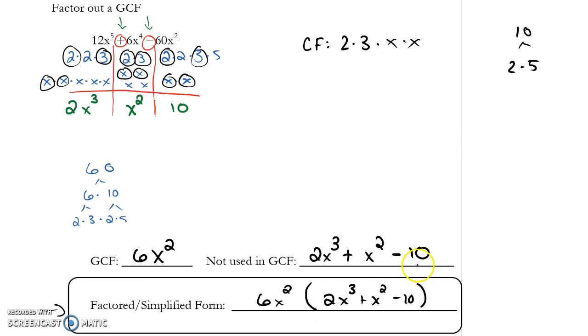If I distribute now, I get right back to 12x to the fifth plus 6x to the fourth minus 60x squared. 6 times 2 is 12, x to the second times x to the third is x to the fifth. 6 times 1 is 6. X to the second is x to the fourth. 6 times negative 10 is minus 60, and I have my x squared. That's factored form.